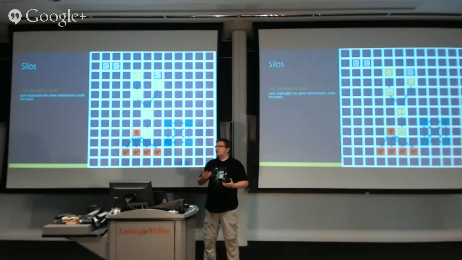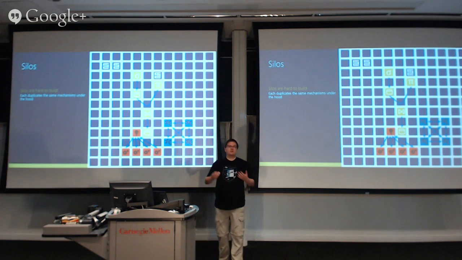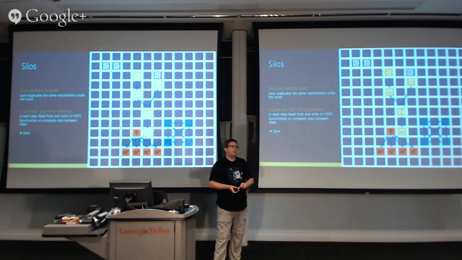Each of those silos is again hard to build, right? We have done very little to make the life of the person implementing the graph processing system easier. We have also done very little to make machine learning easier on those clusters outside of not having to lie to the system anymore. And in practice, those silos form pipelines.